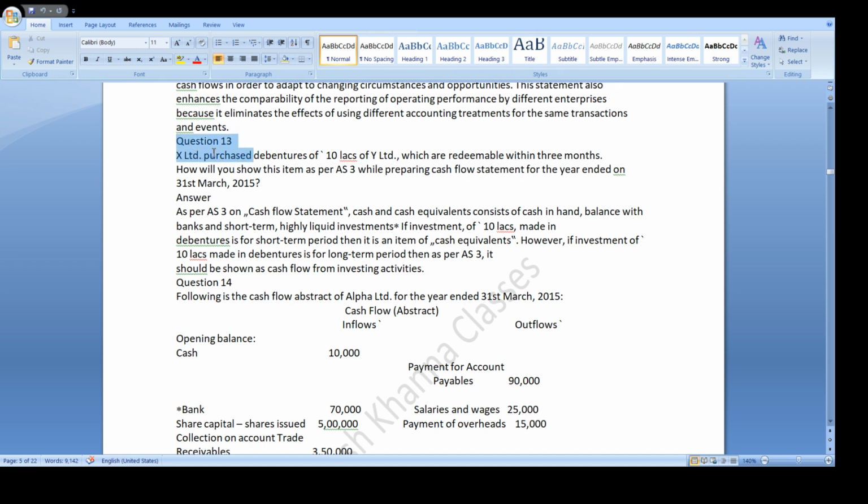X Limited purchased debentures of rupees 10 lakhs of Y Limited, which are redeemable within 3 months. How will you show this item as per AS 3 while preparing the cash flow statement for the year ended 31st March 2015? I think it is simple. It should be shown in investing activities, cash flow from investing activities.